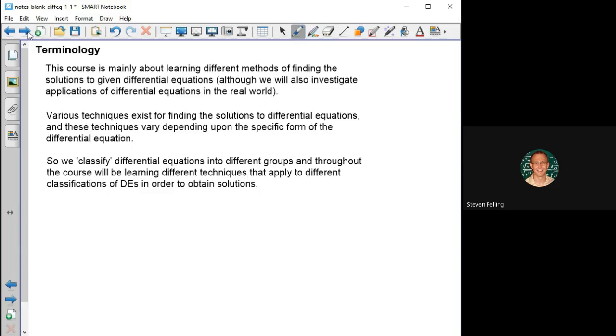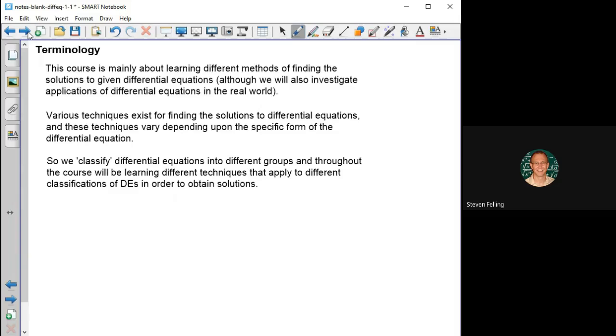Okay, so some terminology. We're going to be learning mainly different methods of solving a given differential equation. So we'll be given a differential equation, and then we'll learn various ways that we can use to find a solution or solutions to that differential equation, the equations which are solutions. And at a couple places in the course, we'll stop and investigate applications of differential equations in the real world, as well as just learning the procedures for finding the solutions.